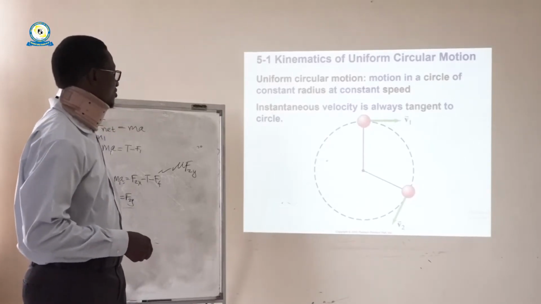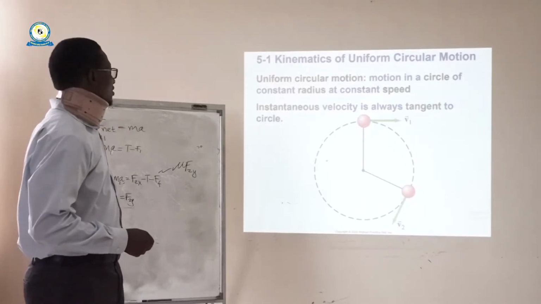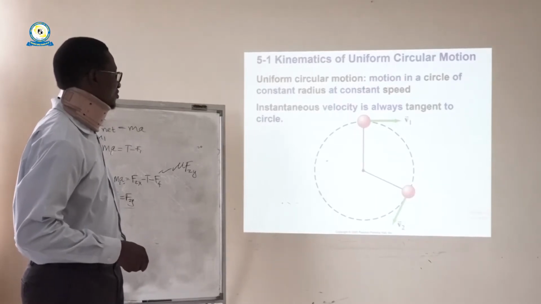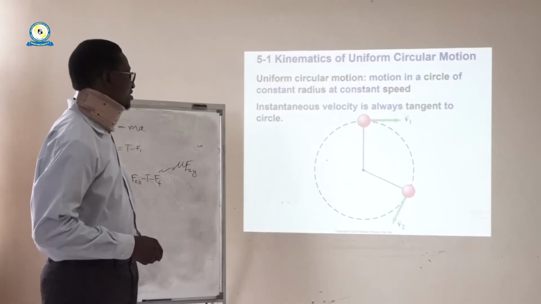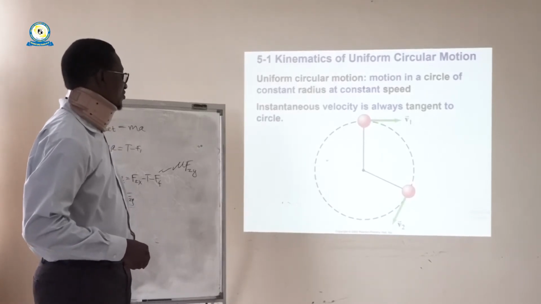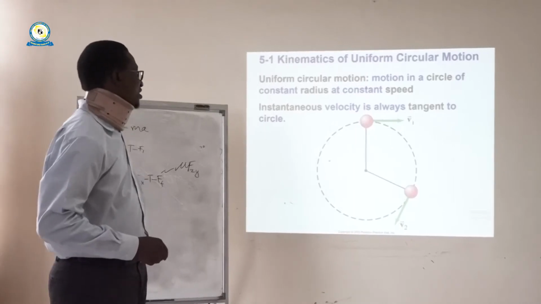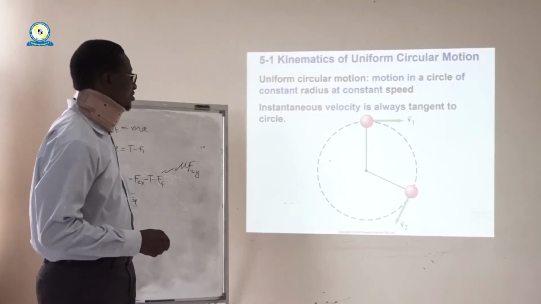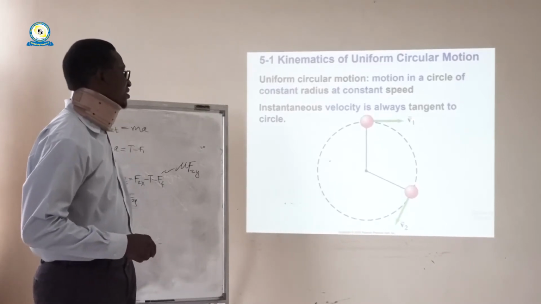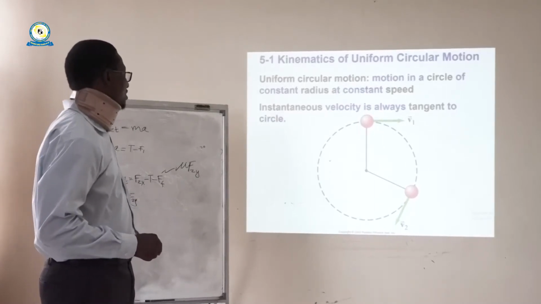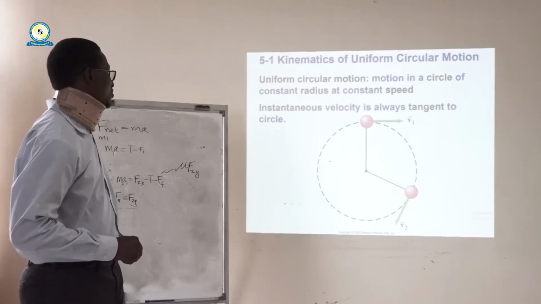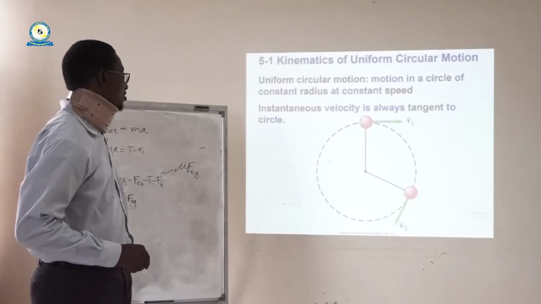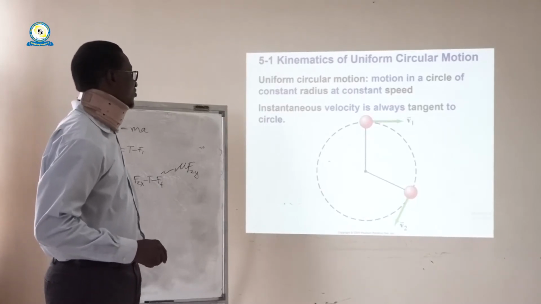at constant speed. The speed is constant, but the direction changes because the velocity is tangential. The velocity changes its direction. Speed is constant. Instantaneous velocity is always tangent to the circle. Tangent. Instantaneous means at any time.